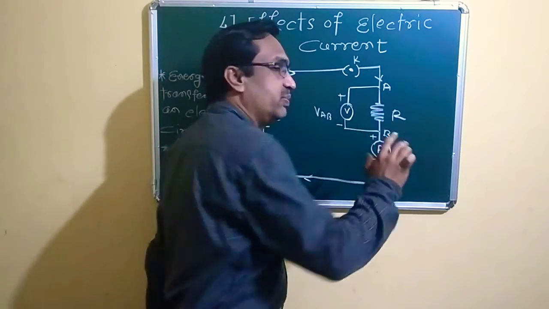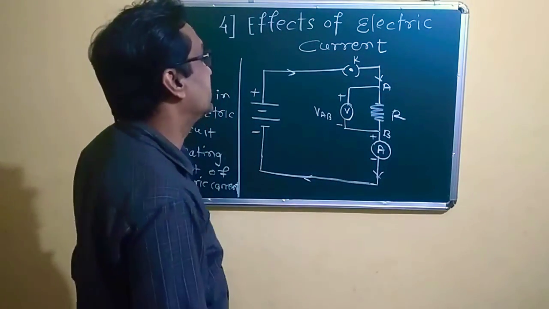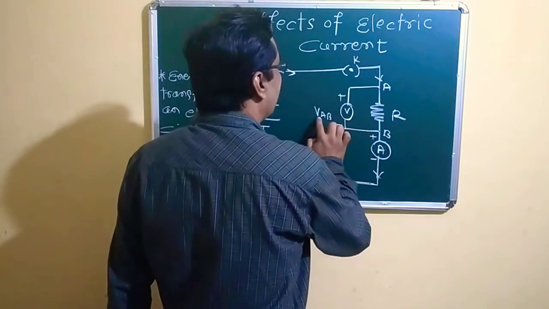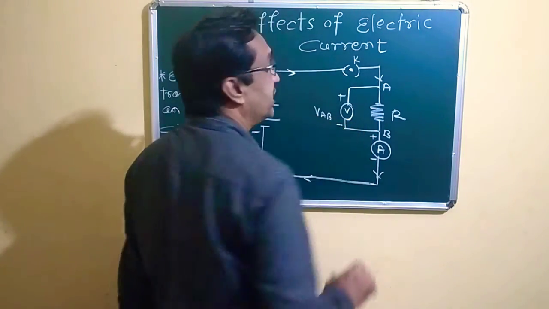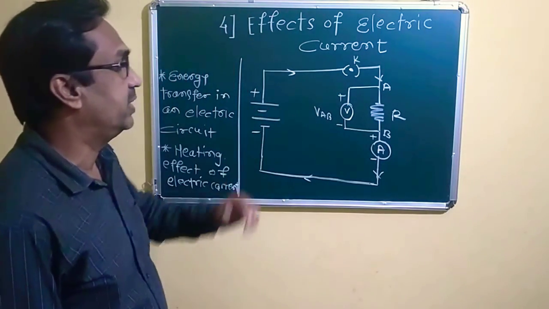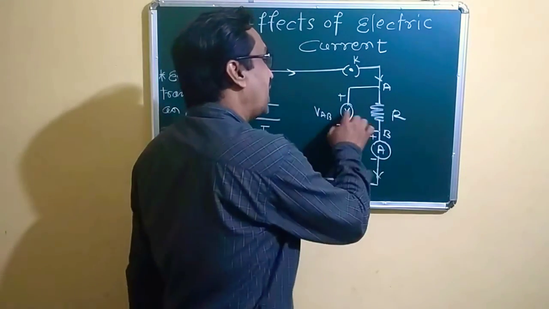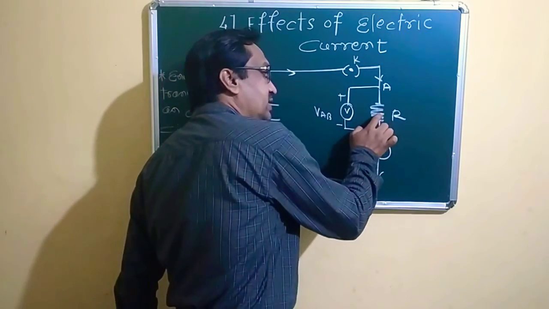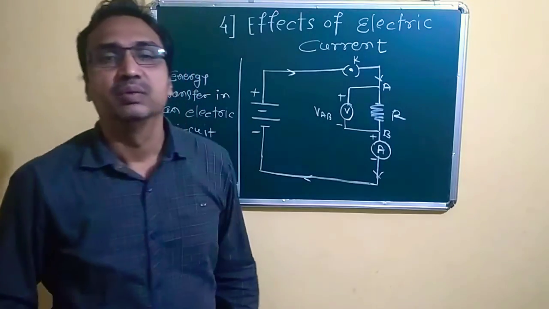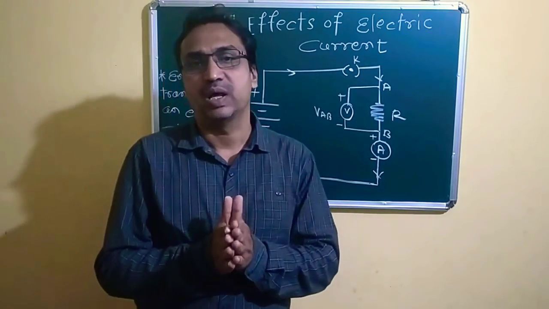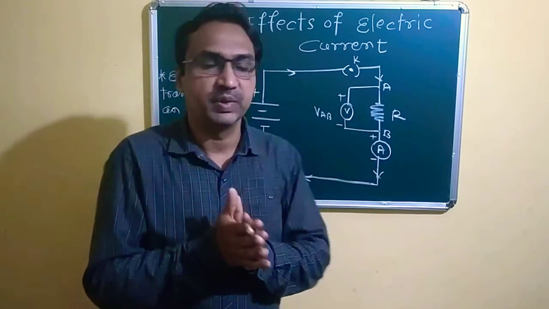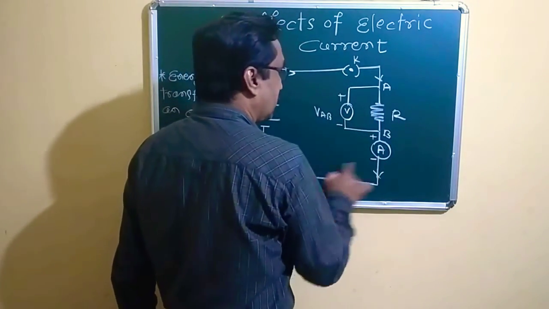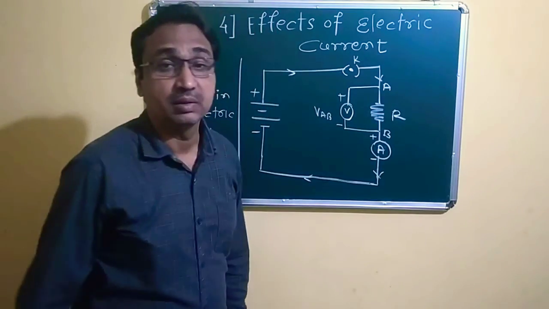How much potential difference is dropped between point A and B is denoted by VAB, the potential difference between point A and B. It is a parallel combination. We must always connect a voltmeter in parallel with that particular instrument, the resistor. In a series combination, we have to use an ammeter.